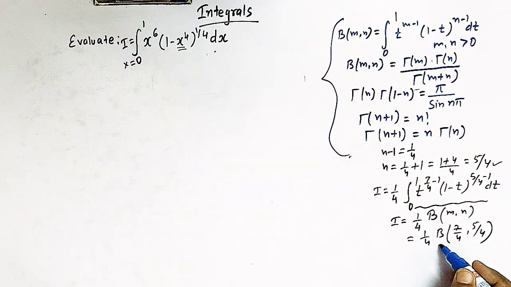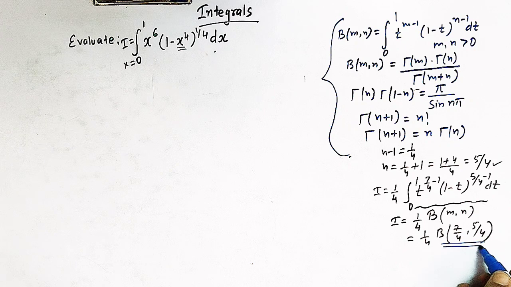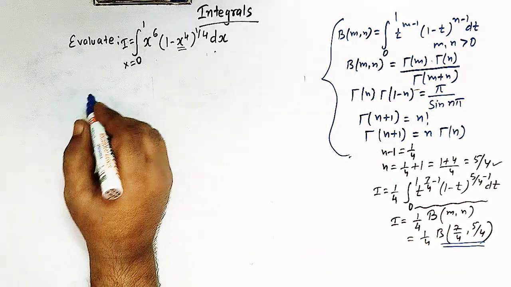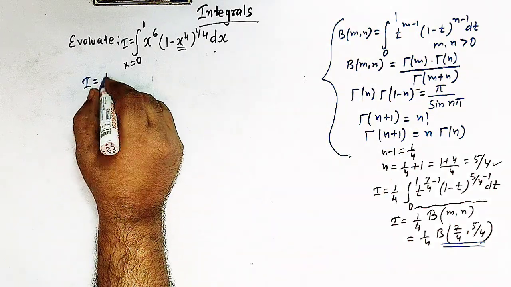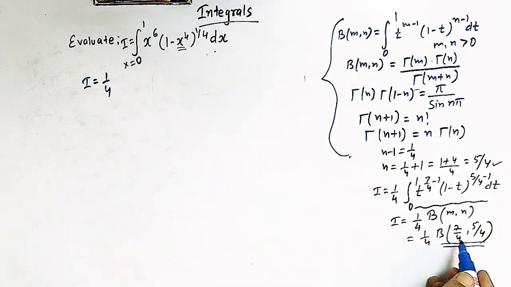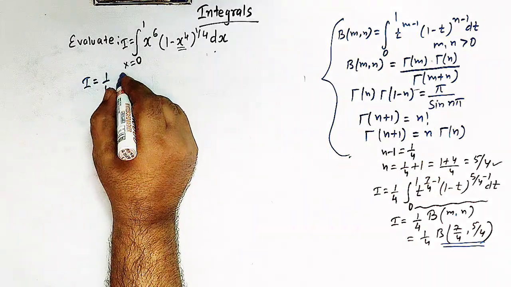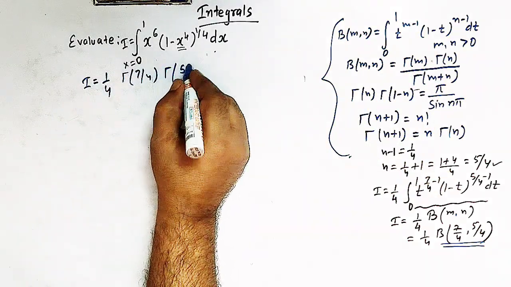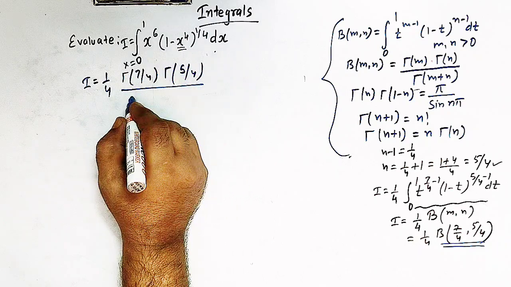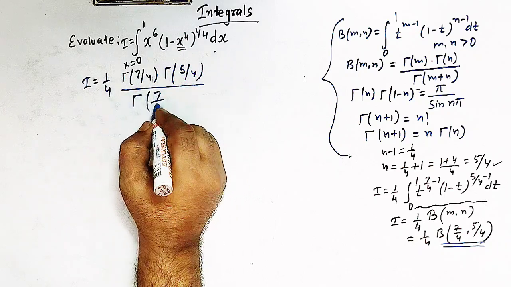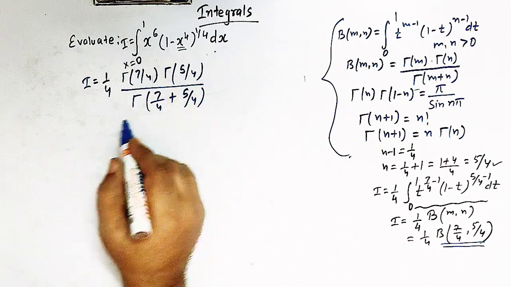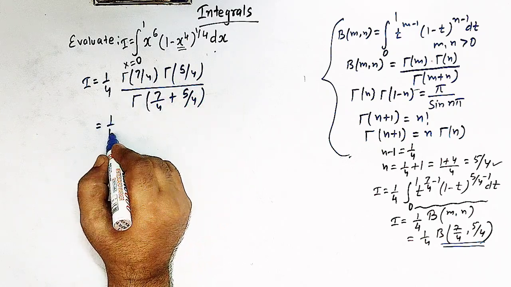So now to evaluate the value of this beta function, we have to make use of this result. So we have I equal to 1 by 4, then we have gamma of m, that is gamma of 7 by 4, then gamma of 5 by 4 divided by gamma of 7 by 4 plus 5 by 4, right?